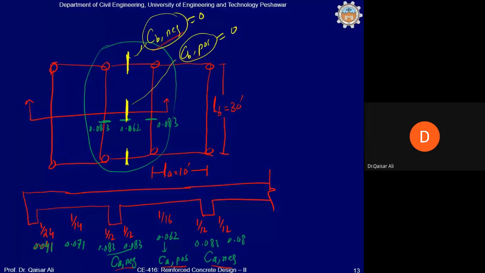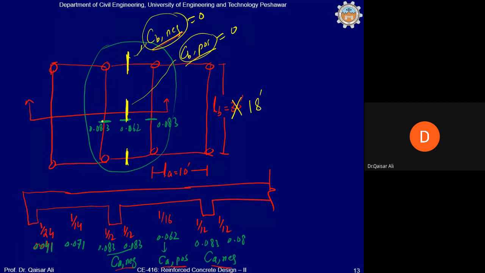Now, for example, if the length of the longer direction is 18 feet instead of 30 feet, tell me, will it be a one-way slab system or a two-way slab system? It will be a two-way slab system. So first of all, tell me, what about CB negative and CB positive? Will they have values now? Yes, sir, they will have some values.